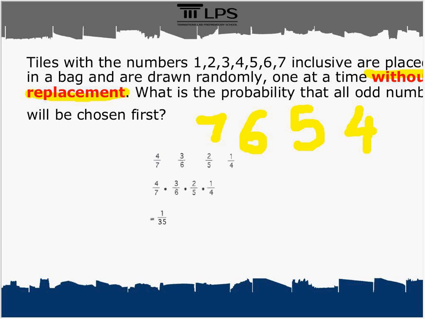The odd numbers that are there are 1, 3, 5 and 7, that's why this is 4. Then 4 by 7 is going to be the probability of drawing an odd number. Then 3 by 6, then 2 by 5. Remember, each time you are drawing an odd number because the question asked is odd number.